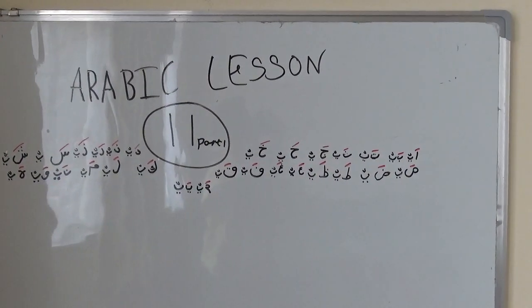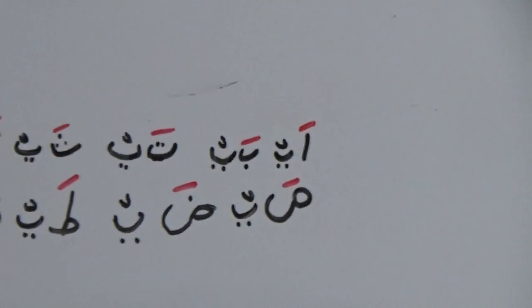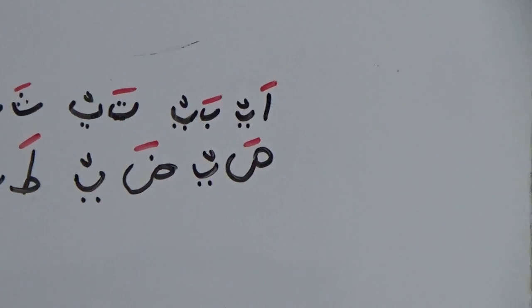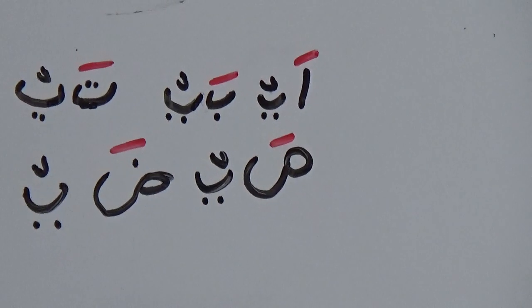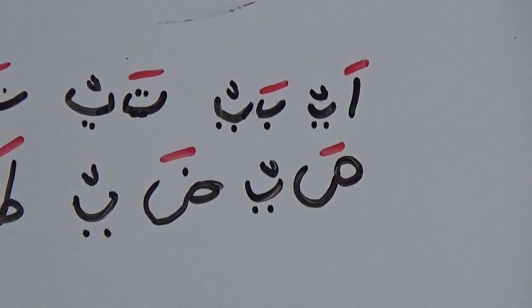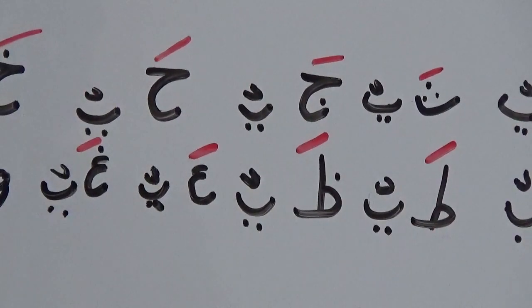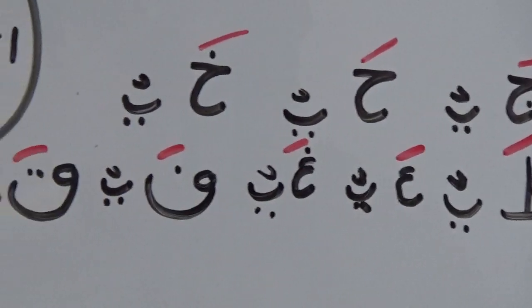I'm going to read one more time with pronunciations. This is going to be the last time. Also, you can watch the video again to learn. Alif Ya Zabar A, Ba Ya Zabar B, Ta Ya Zabar D, Sa Ya Zabar C, Jim Ya Zabar J, Ha Ya Zabar H, Ha Ya Zabar H.